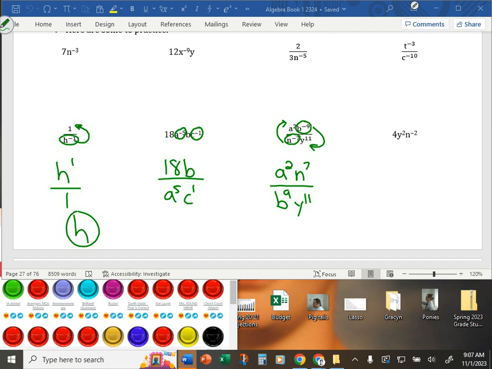And then lastly, 4y squared n to the negative 2nd, only one base to move here. This n to the negative 2nd, 4y squared still in the numerator, and now in the denominator n to the positive 2nd. Okay?